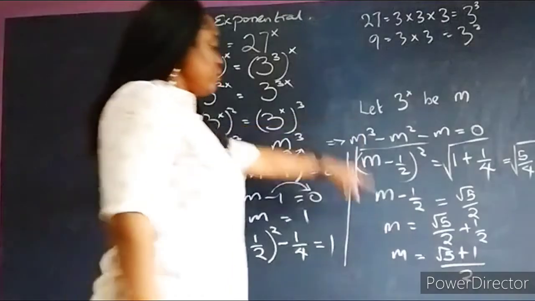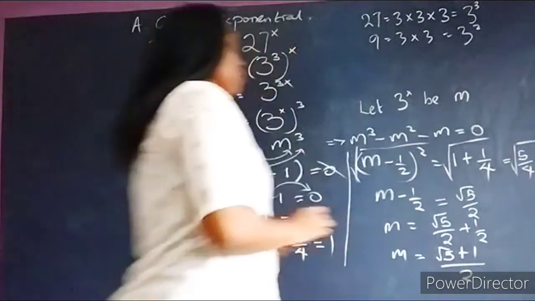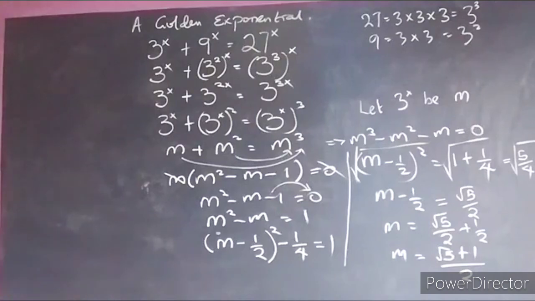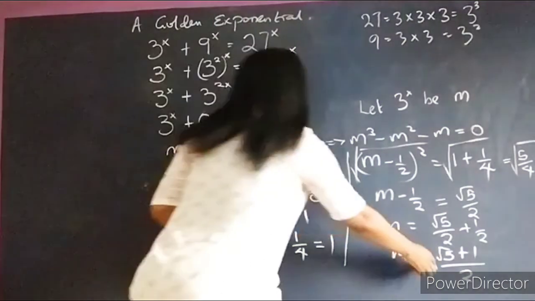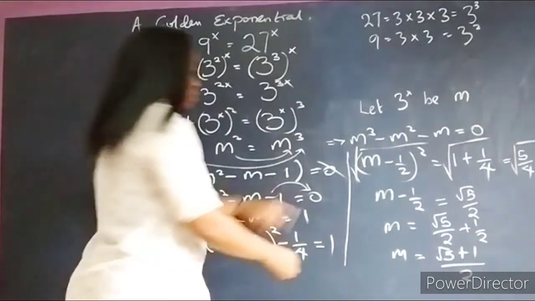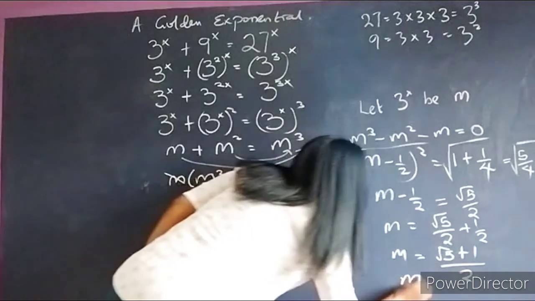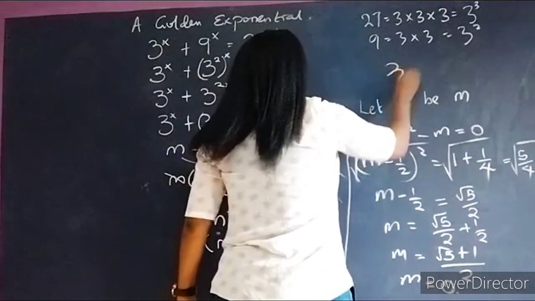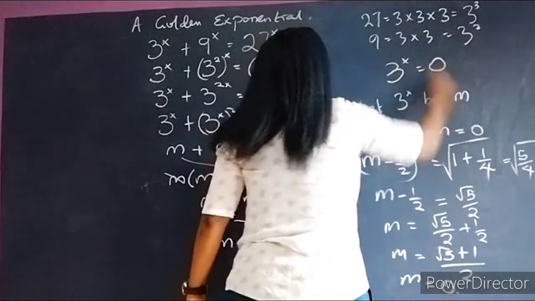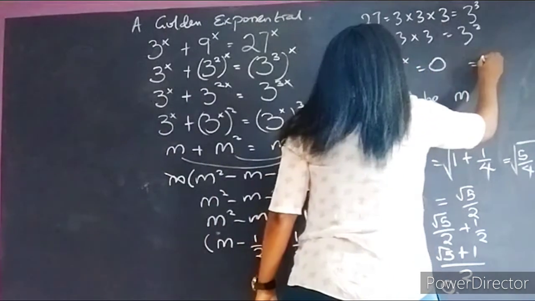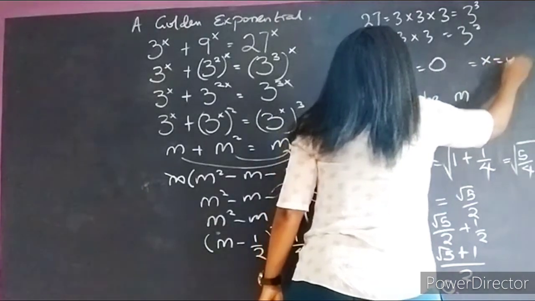If we substitute the value of this, what are we going to have next? I think we're going to have an irrational number. So we're going to take the other value of m, which was 0. Now if 3 raised to power x is equal to 0, therefore, x is what? Undefined.